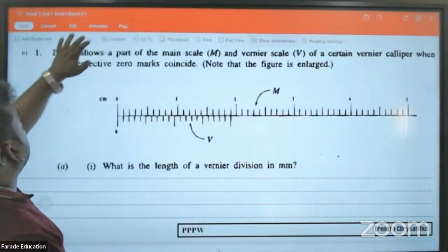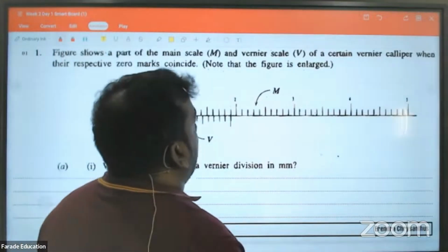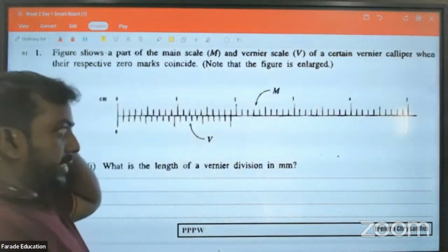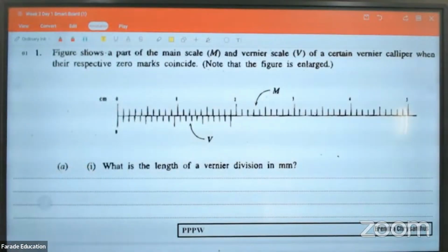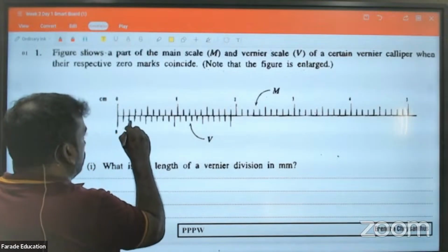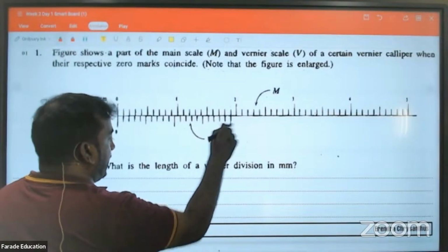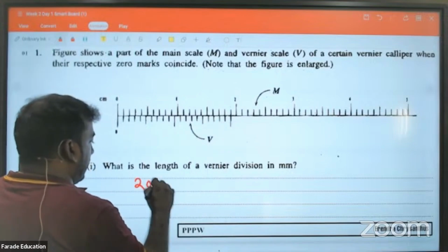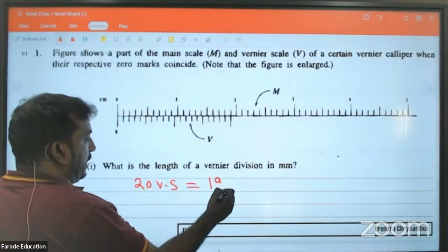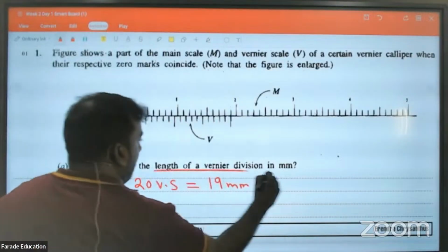Structured essay. The figure shows a part of the main scale and the vernier scale of a certain vernier caliper when their respective 0 marks coincide. How many vernier scale divisions? 1, 2, 3, up to 20. So 20 vernier scale divisions equal how many millimeters on the main scale? 19 millimeters.